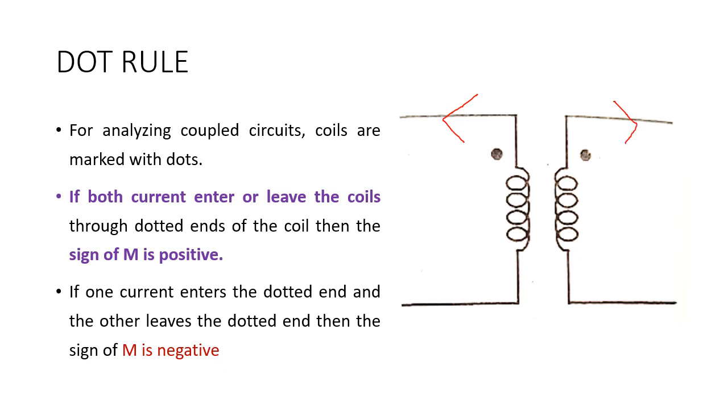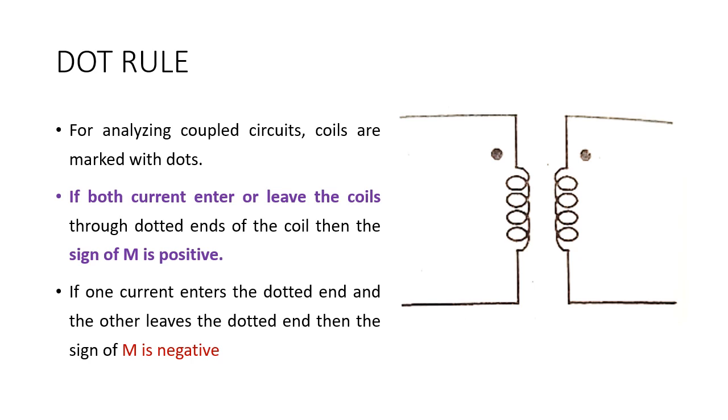In this direction, you can see here the current leaves the coil through the dot. Here also the current leaves the coil through the dot. So at this condition also, the M is positive. Therefore, this is the statement: if both the currents enter or leave the coil through the dotted end, then the sign of mutual inductance M is positive.